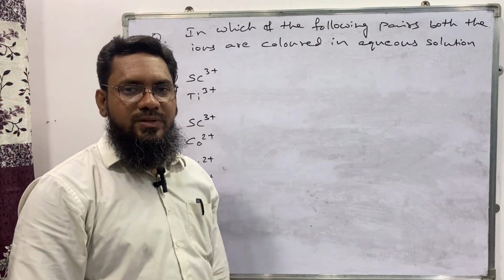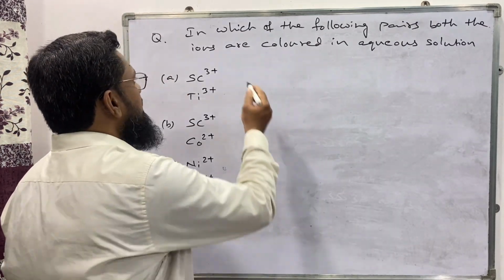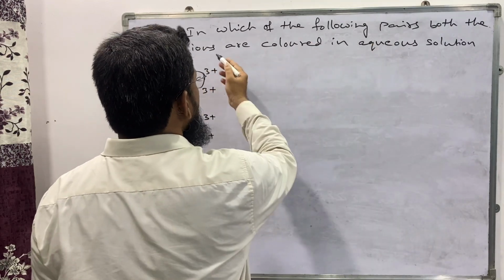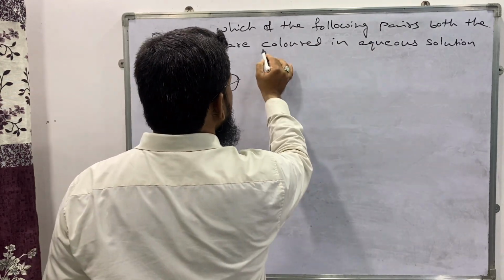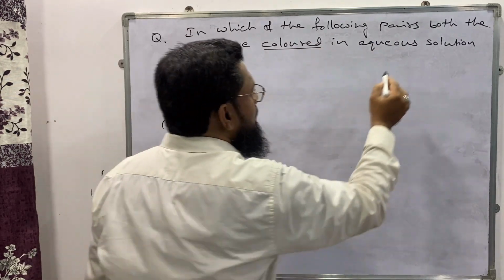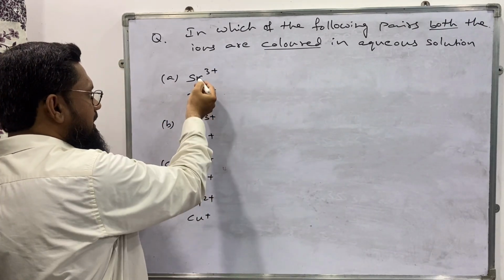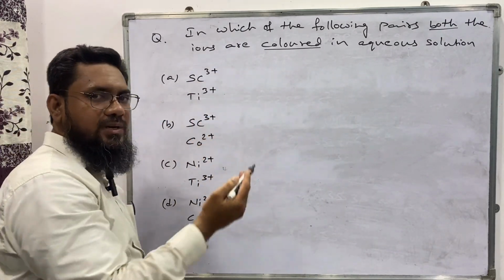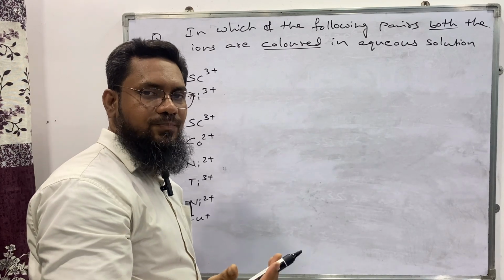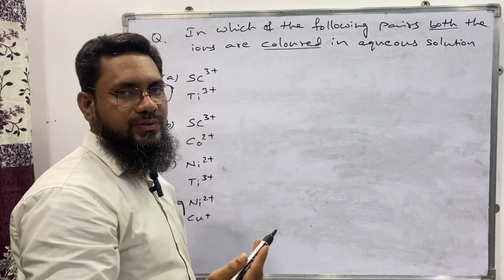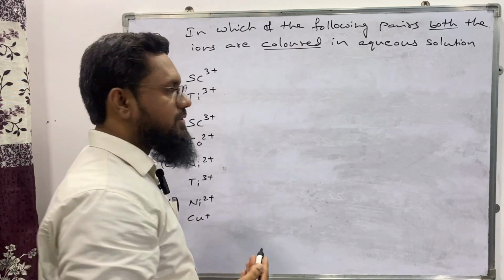Okay, let's solve the previous NEET question. They're asking in which of the following pairs both the ions are colored. So they are saying colored. Both means both should be colored, like for example, either this or this or this. Both should be colored means both should have unpaired electrons. So let's see where the unpaired electrons are there.